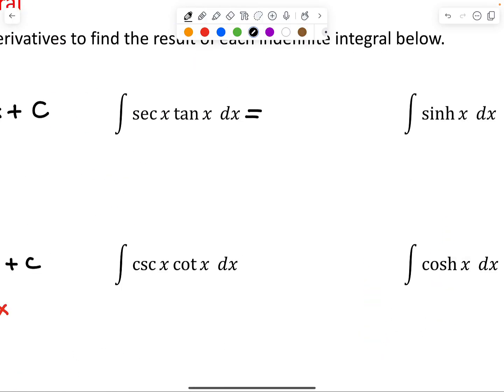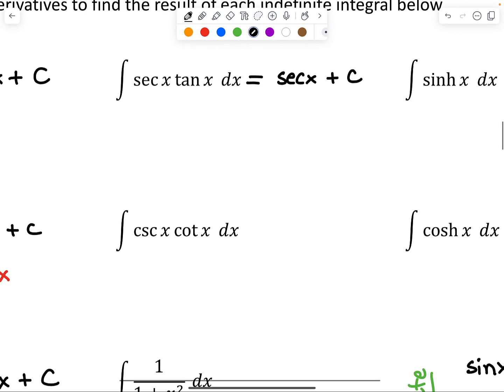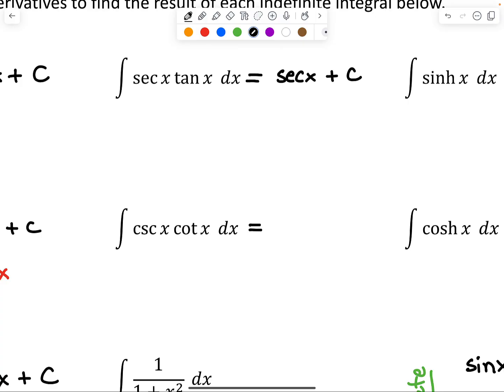Okay, more trig. The antiderivative of secant tangent is secant of x plus C, because the derivative of secant of x is secant of x tangent of x. The antiderivative of cosecant times cotangent is going to be negative cosecant of x plus C, because the derivative of just cosecant is negative cosecant cotangent. But there is no negative over here, so we need this negative to counter that effect.